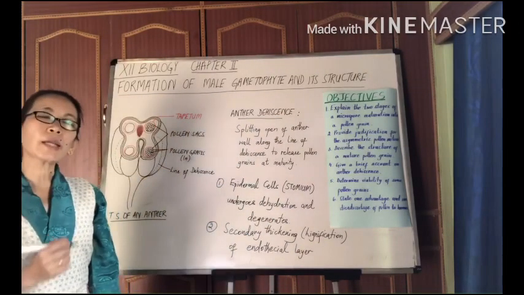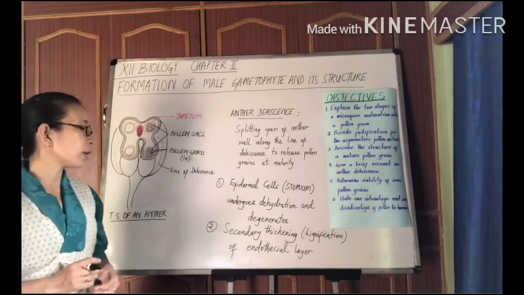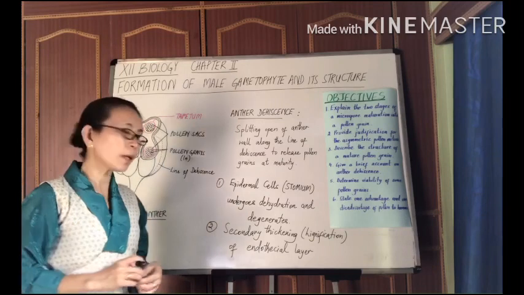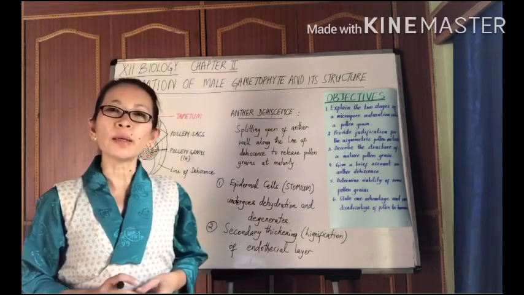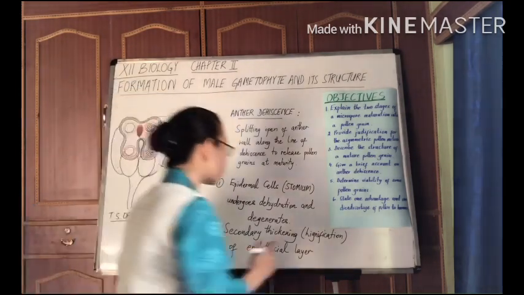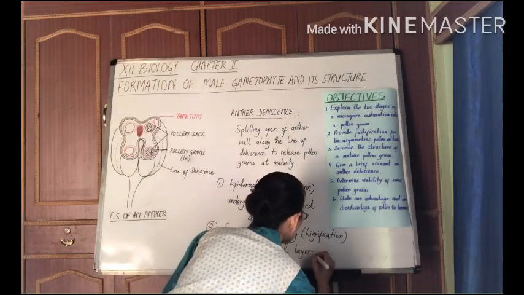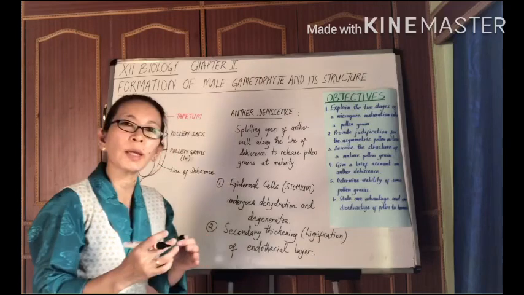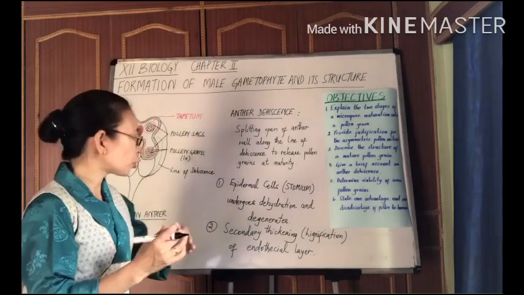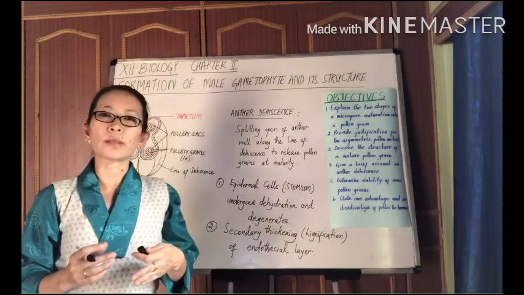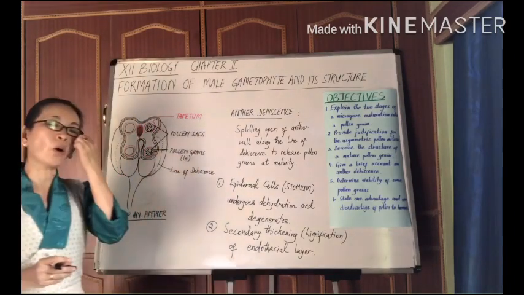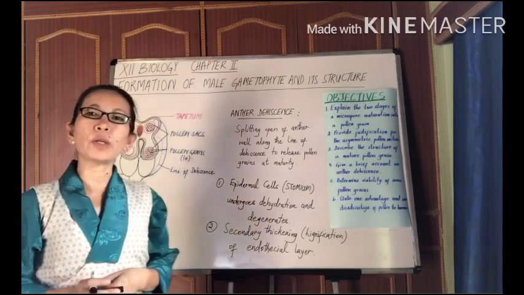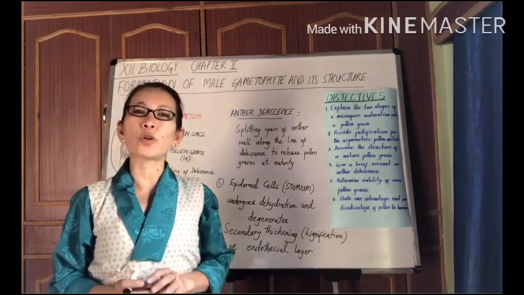And that kind of secondary thickening, lignification of the endothecial layer, which is not a very uniform thickening, pushes, right? It creates a force and it pushes the cells to bend outward, and that results in the opening of the anther. And this is how we have the dispersal or the release of pollen grains from a mature anther.